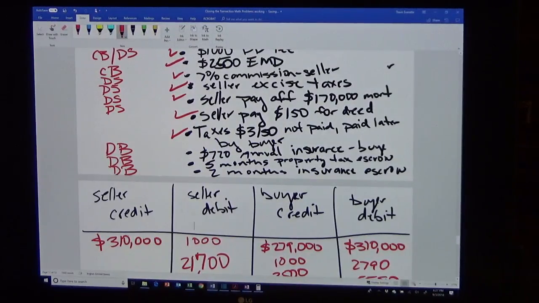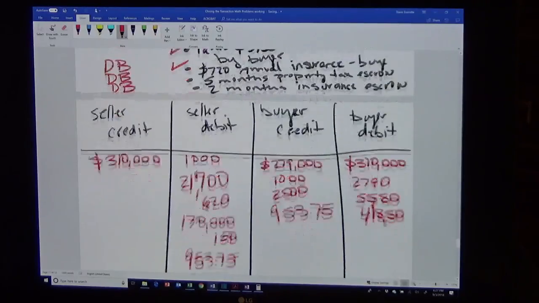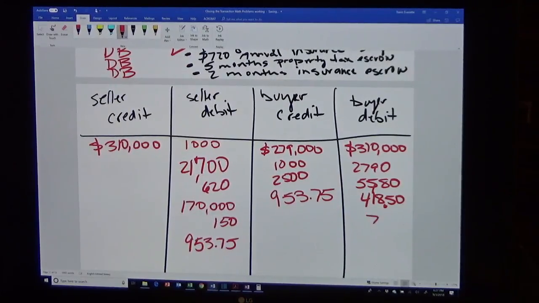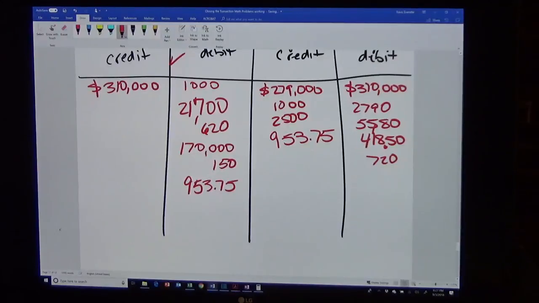$720 annual insurance paid by the buyer. That's just debit the buyer with no math to do. So $720 buyer debit. You can check that off. 5 months of property taxes. Well, with the property taxes, we've already worked on them down here.